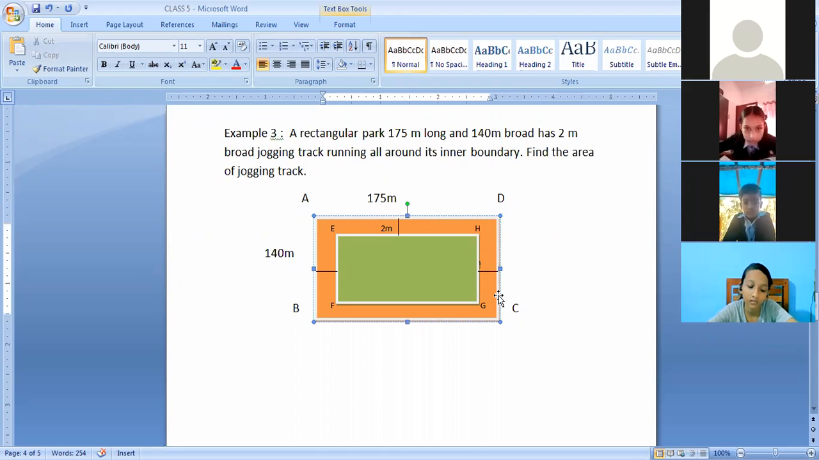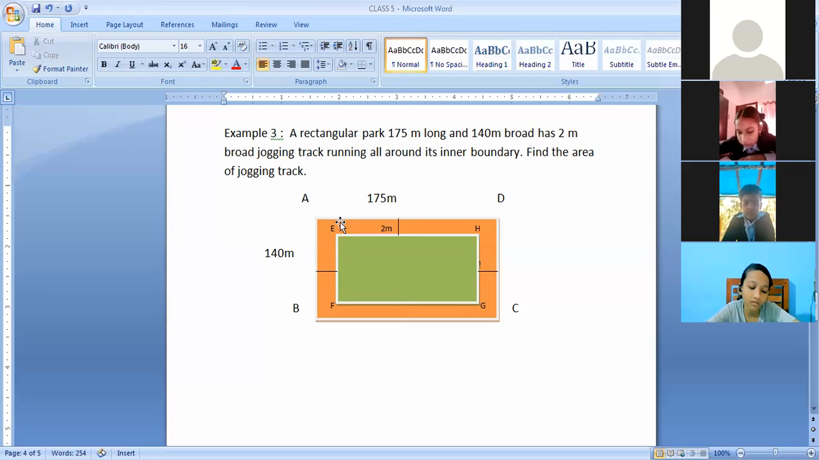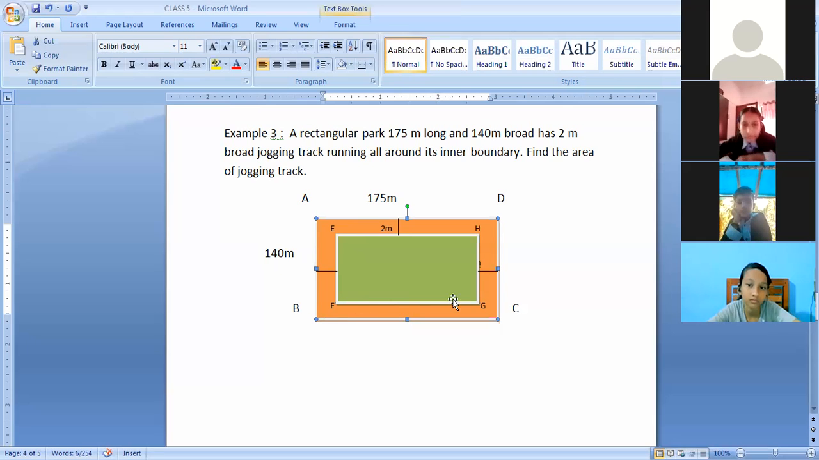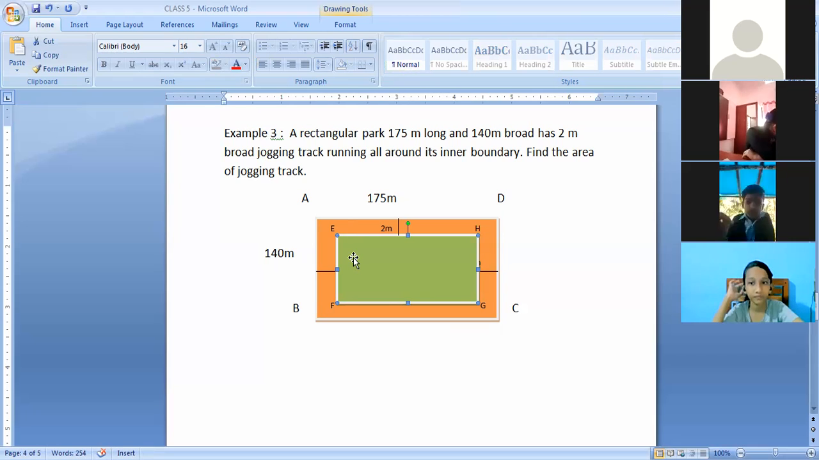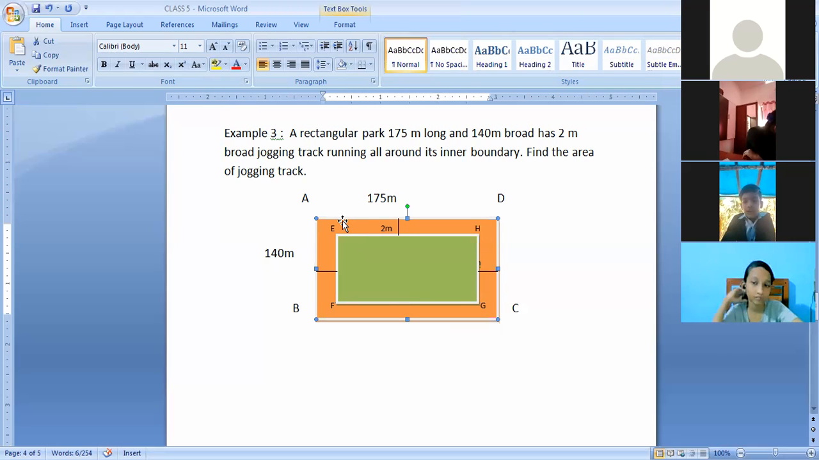So if we subtract the area of the smaller rectangle from the area of the bigger rectangle, we will get this shaded area, right? Or the area of the path. Got it? If we subtract the area of this small rectangle from the area of the bigger rectangle, we will get the region shaded in orange color, right? That logic we are going to apply here.